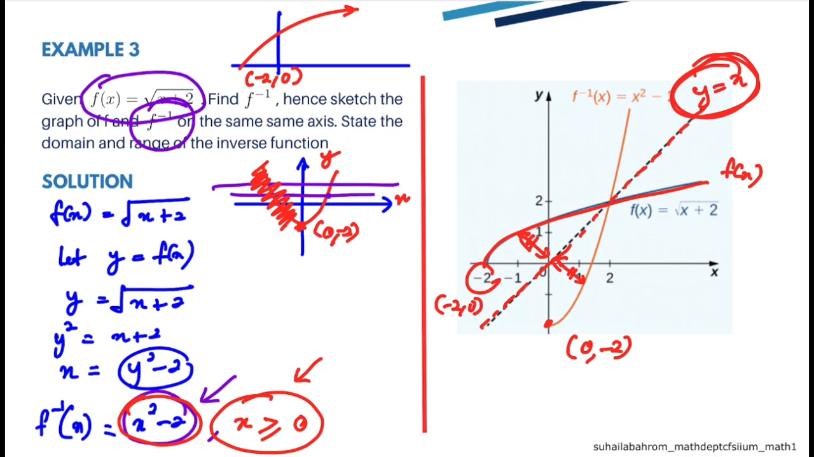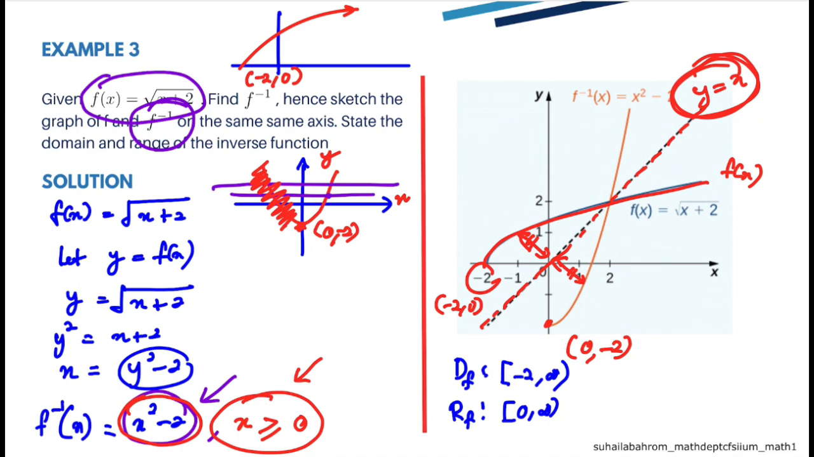Now let us determine the domain and range for the functions f and f inverse. For the domain of the function f, you can just look at the graph or at the function f. If we focus on the graph, the first value of x is negative 2. So the domain of f is closed bracket negative 2 until infinity. How about the range of f? The range starts from the value of y equals 0 until infinity. Therefore, it should be closed bracket 0 until infinity.